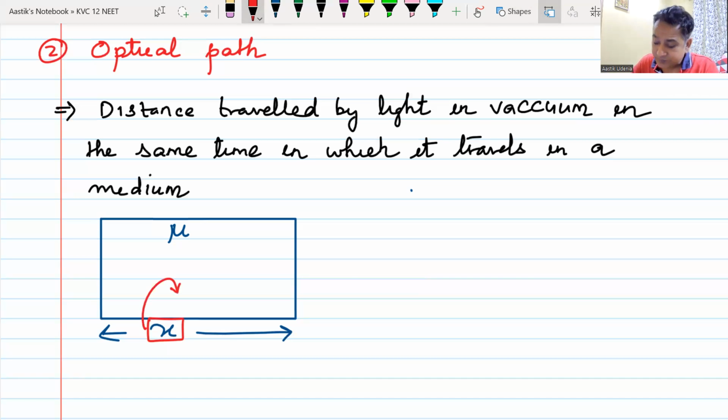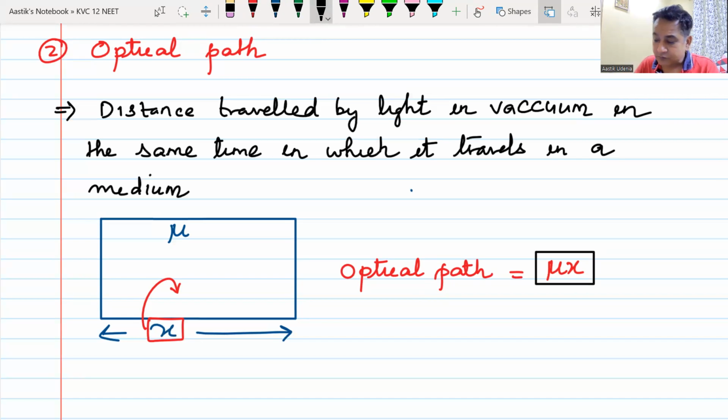So we call the optical path how much distance it will travel in air in the same time. The optical path is mu multiplied by x. This is what you got to remember. If light travels a distance x in a medium of refractive index mu, then the optical path is mu x. Then what is this x known as? This x, my dear friend, is known as the geometrical path.